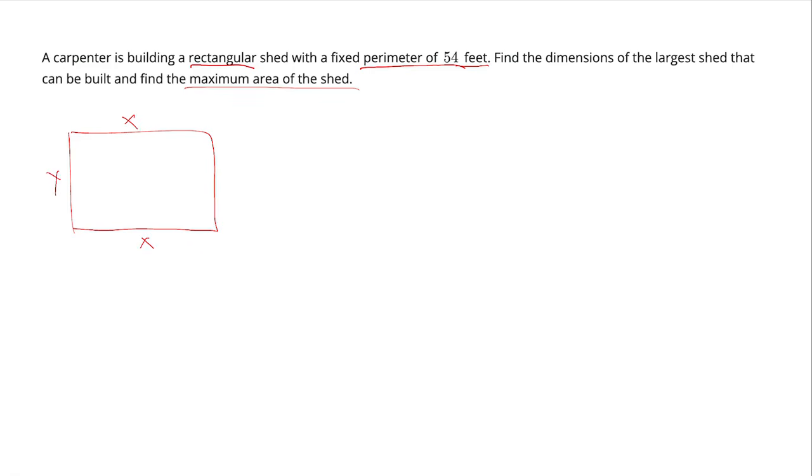Let's choose x's and y's to label those sides. So if I have a perimeter of 54, that means if I add the sides together, that's equal to 54. So that's also equivalent to writing x plus y is 27. That'll probably make my life easier along the road.